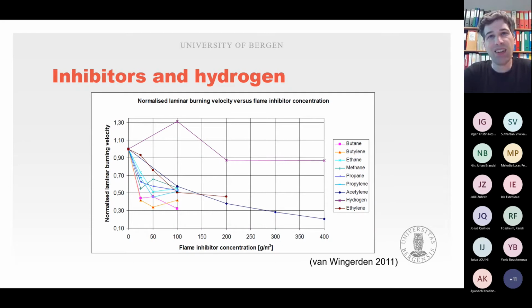So we have done a bit of tests with potassium carbonate, and you can see it works well for almost every hydrocarbon, even very fast hydrocarbons such as acetylene. However, it does not work for hydrogen.